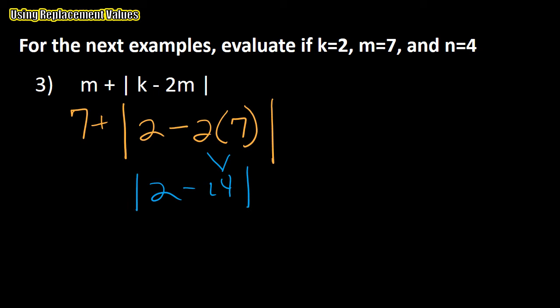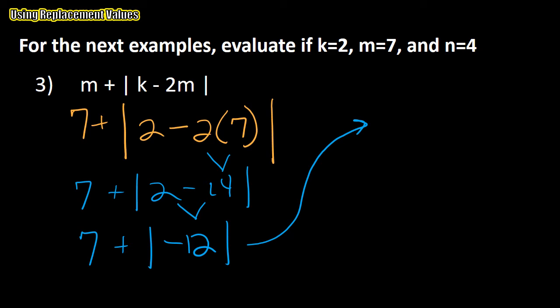I'm going to go ahead and rewrite everything out. And then I'm going to do 2 minus 14 is negative 12 plus 7. You can see I rewrote the absolute value bars here. Draw my arrow. The absolute value of negative 12 is positive 12. So I have 12 plus 7. And then 12 plus 7 or 7 plus 12 gives me a grand total of 19.